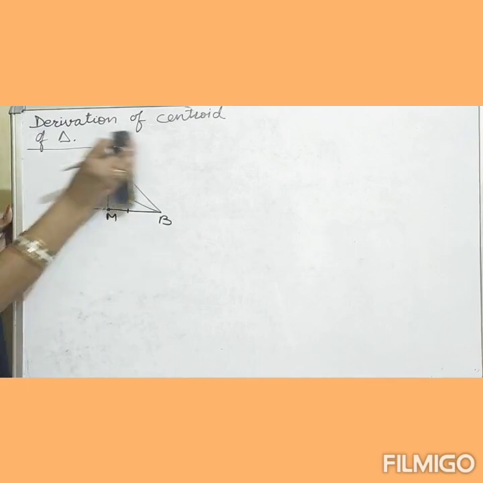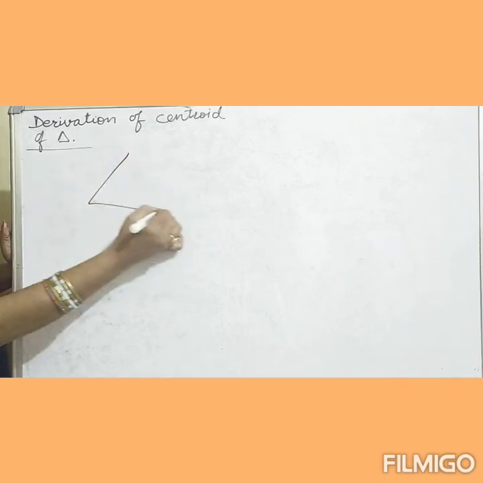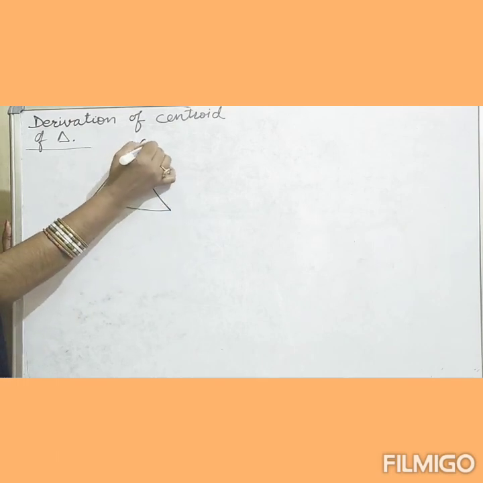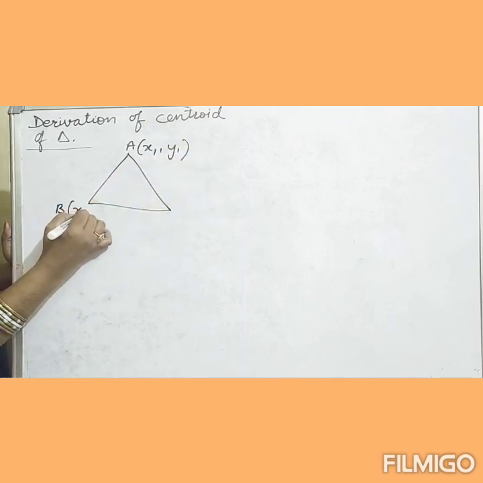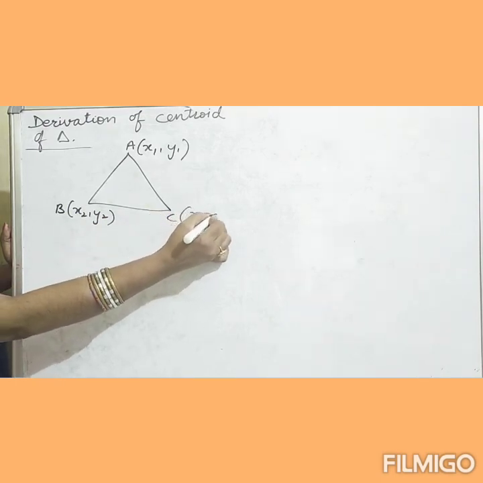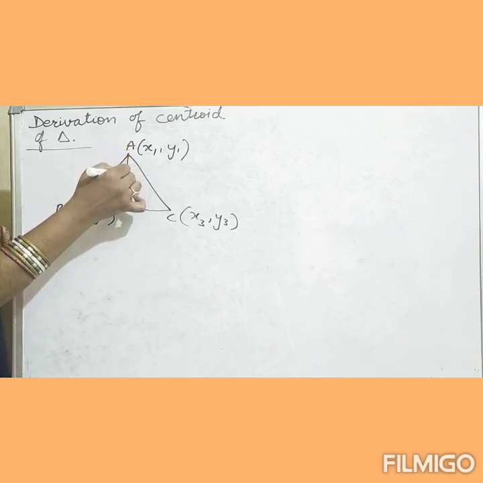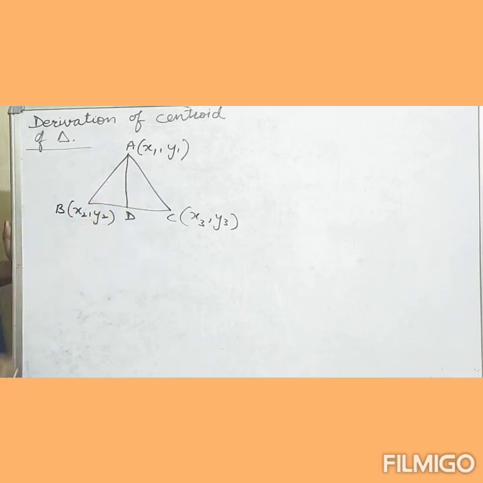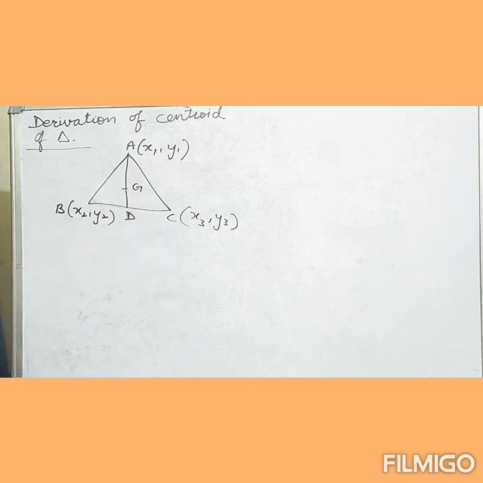Let us suppose there is a triangle with the following coordinates. Let the vertices be A with coordinates x1, y1, B with coordinates x2, y2, and C with coordinates x3, y3. For this triangle we have to find the coordinates of the centroid. Let us suppose again that AD is the median and G is the centroid of the triangle.